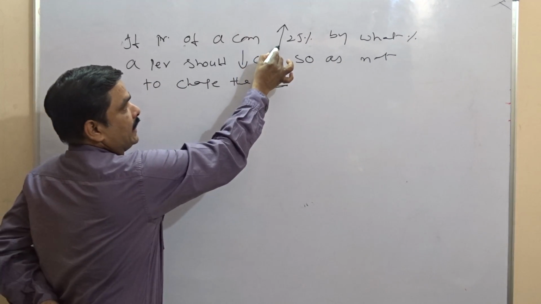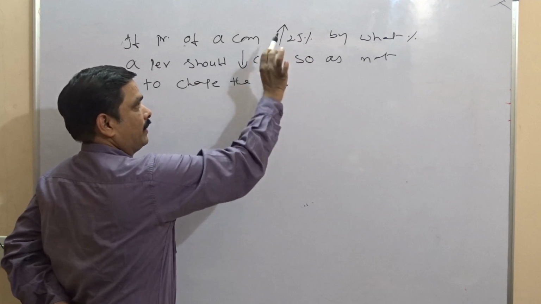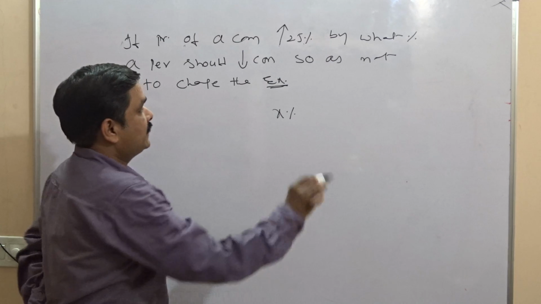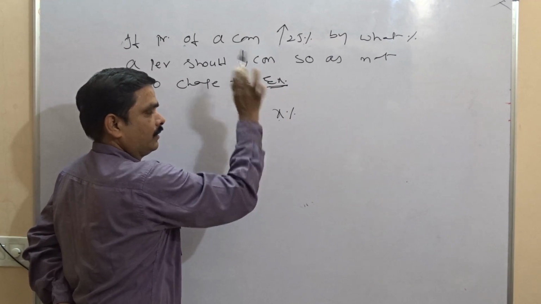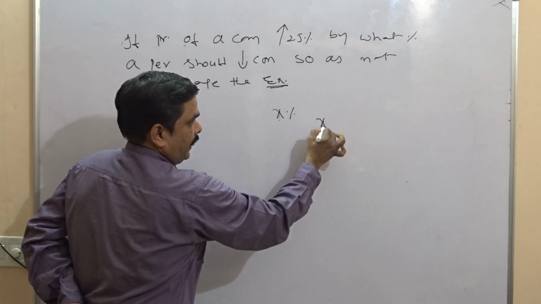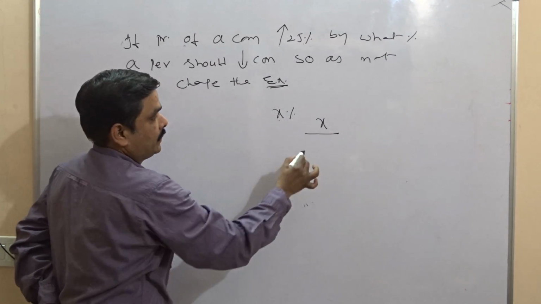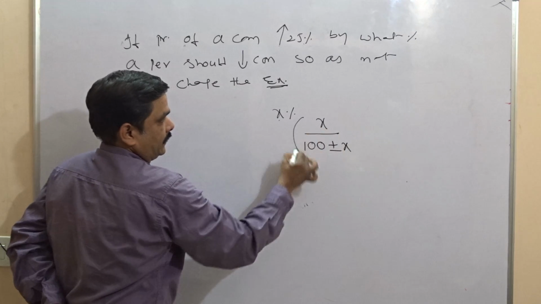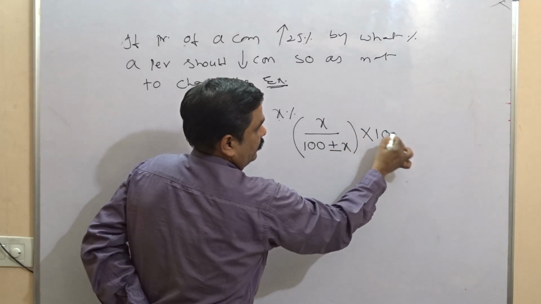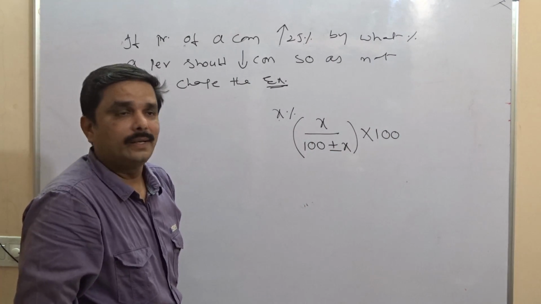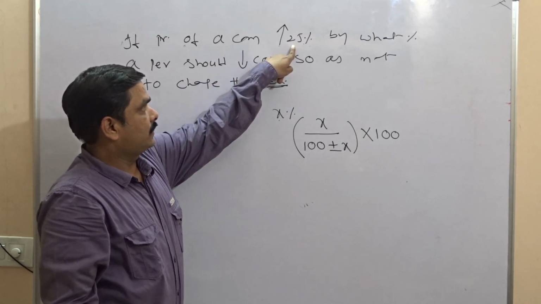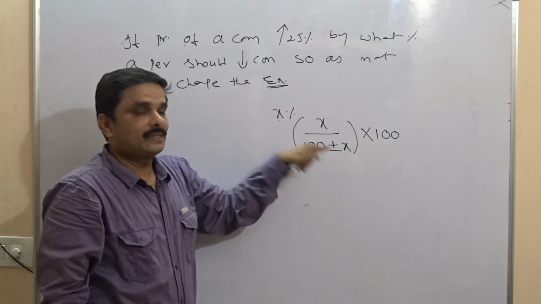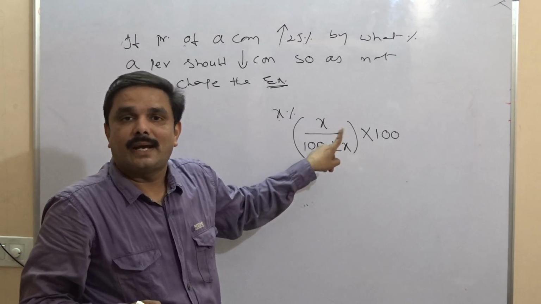Suppose it is increased or decreased, whatever it may be. Take that percent as, let us say, X percent. For this type of questions, the direct formula is X divided by 100 plus or minus X, into 100. So we can go for the direct one. We will use plus in case the price of the commodity is increased, and minus when the price of the commodity is decreased. As simple as this.